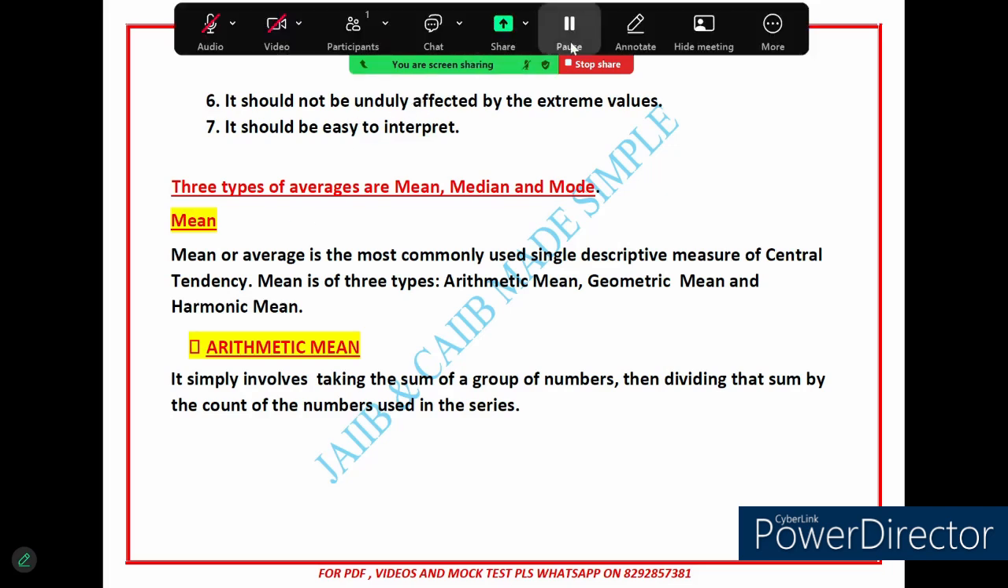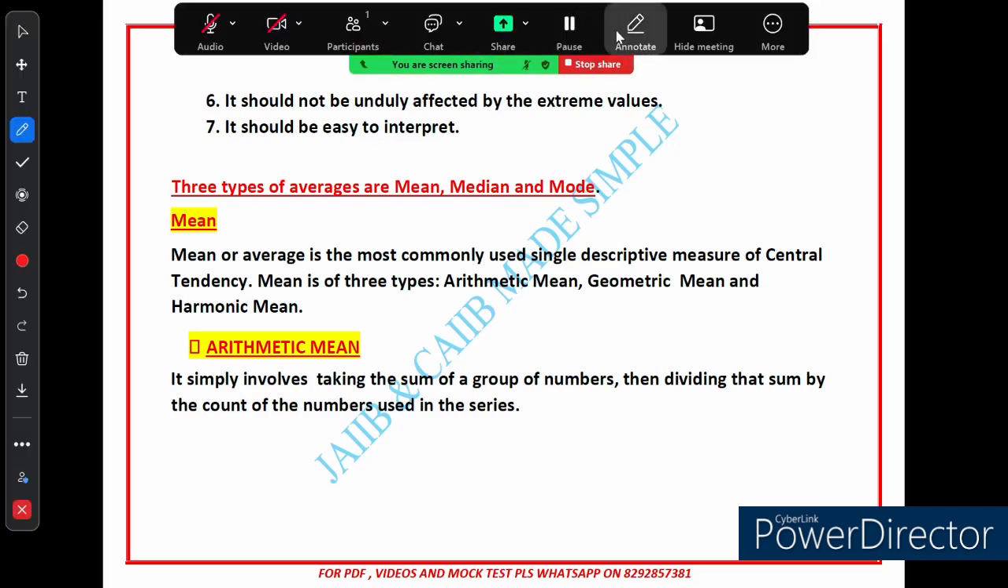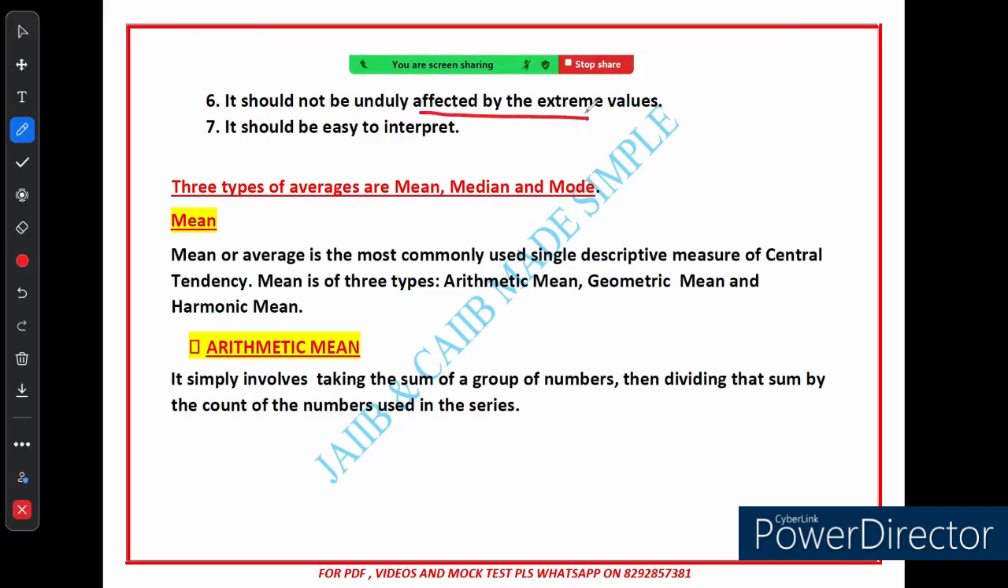And the next point is that it should not be unduly affected, meaning it should be resistant to extreme values. What does it mean? Outliers. So this is super important. If this question was asked, what is the meaning of outlier? Outliers are those unusually high or low numbers, and they shouldn't skew it too much. That means the measure of central tendency should be such a number that does not get affected by these outliers. And the last feature is that it should be easy to interpret. Ultimately, you should quickly grasp what the number is telling you.